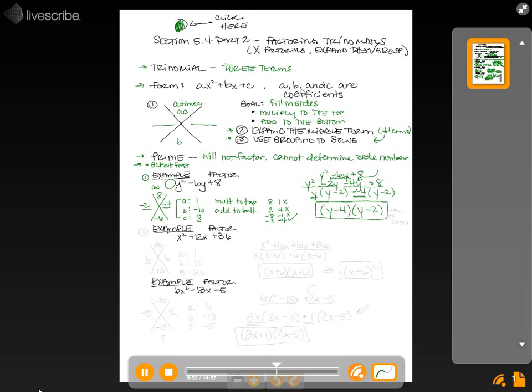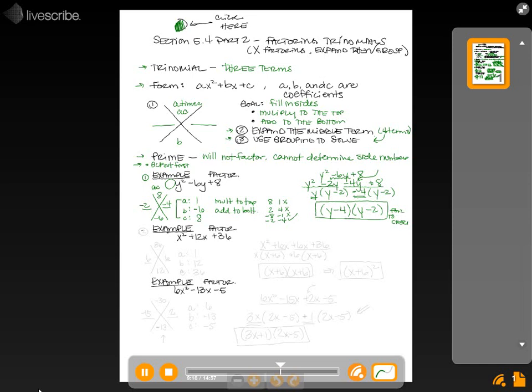Now, to check, if we want to make sure we did the problem right, we would FOIL this out. You don't have to, but if you think you got the wrong answer, it's always a good idea to check. I would FOIL that out and see if you end up with the original problem, the one that you had at the very beginning. If you do, you did the problem right.